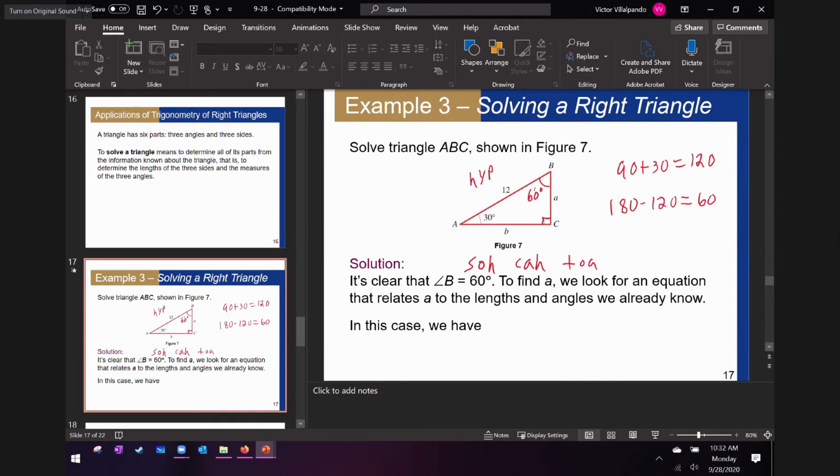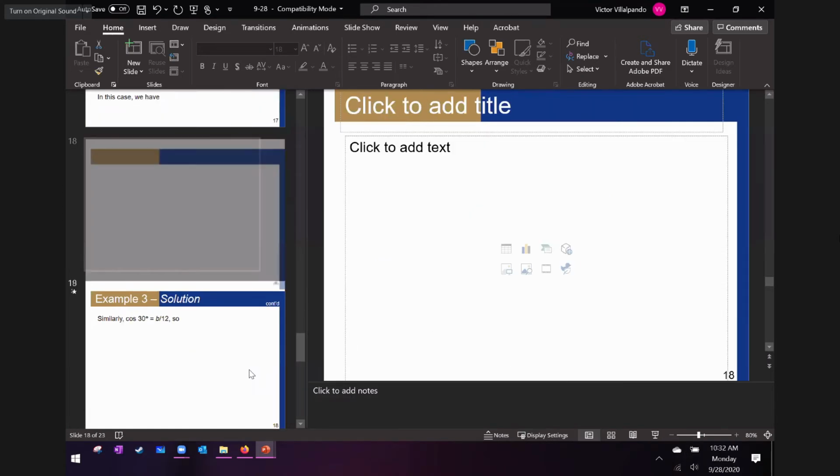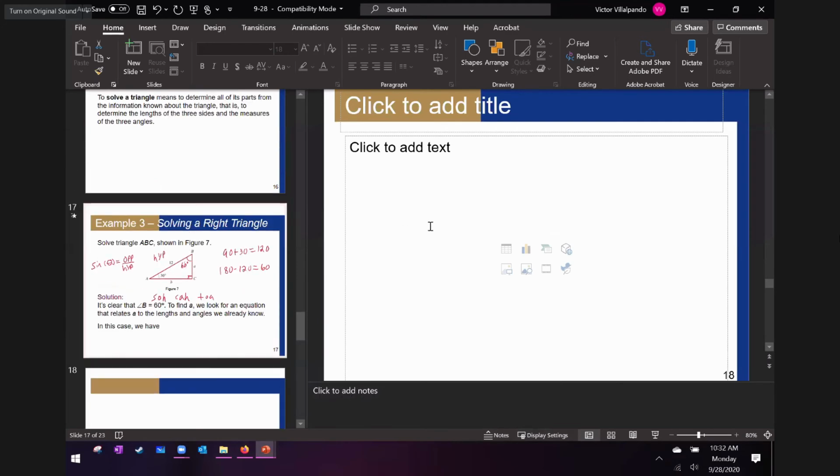So remember, sine was related to, I believe, opposite over hypotenuse. Recall, right? Do you remember? So let me make a new slide here. New slide. Copy this triangle.